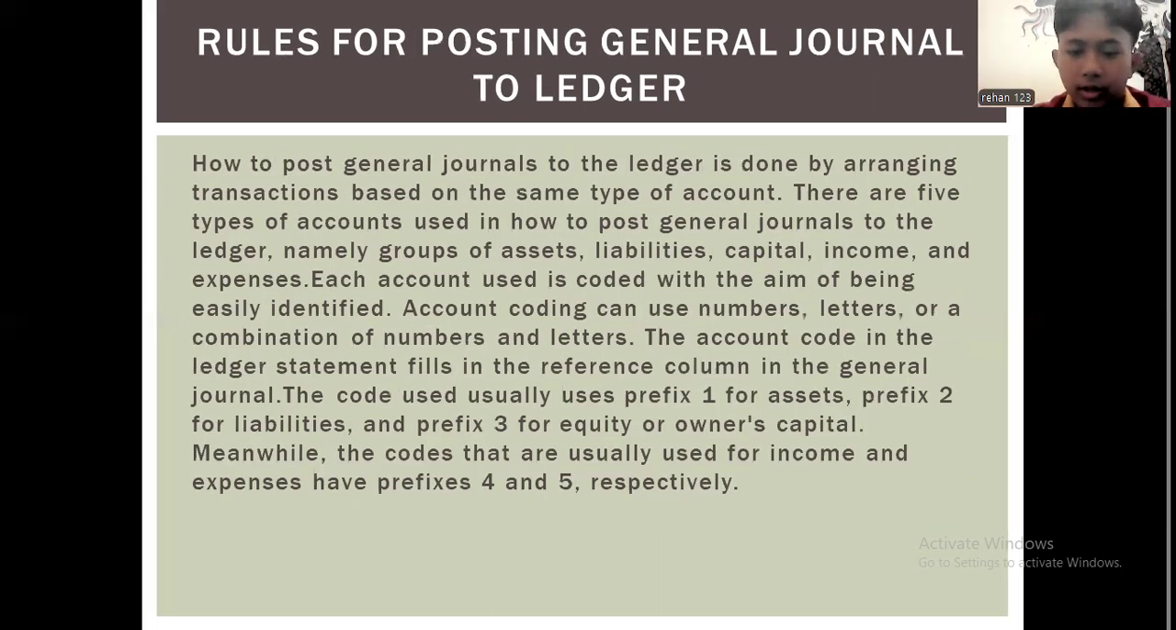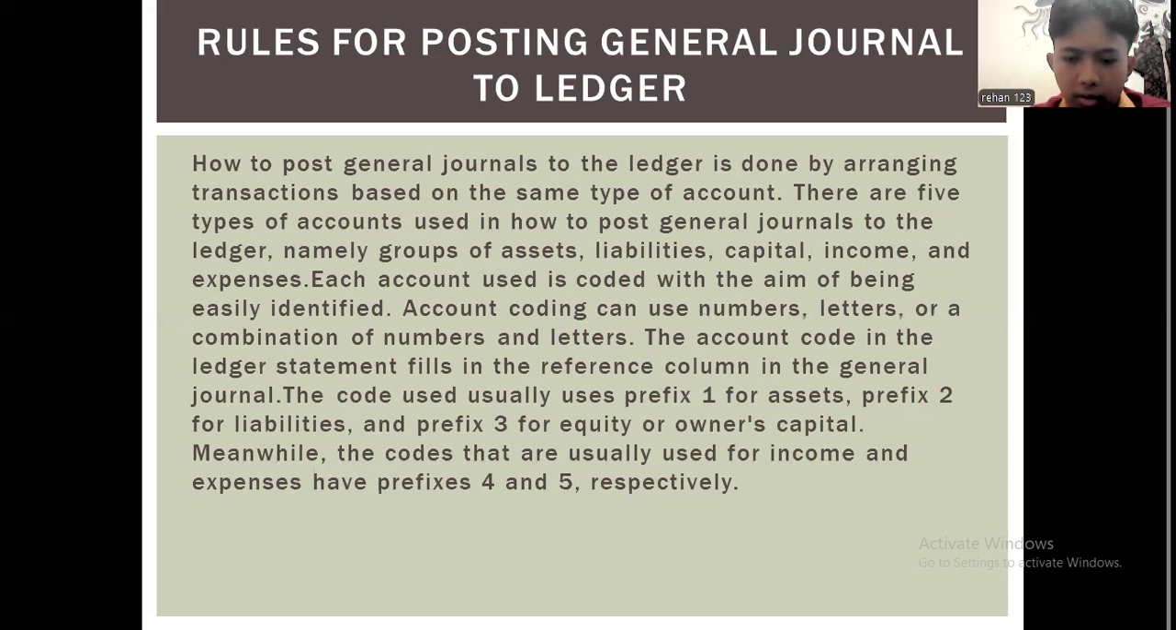Rules for posting general journal to ledger. Posting a general journal to the ledger is done by grouping transactions based on the same type of account. There are 5 types of accounts used in posting a general journal to the ledger, namely the groups of assets, liabilities, capital, income, and expense. Each account used is coded with the aim of being easy to identify. Account coding can use numbers, letters, or a combination of numbers and letters.